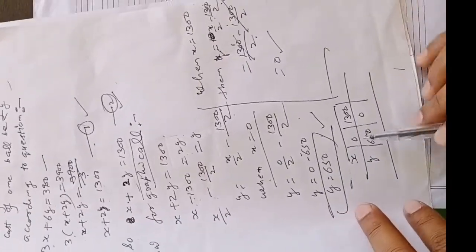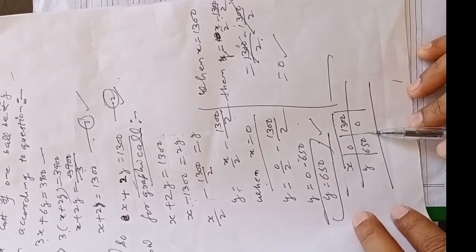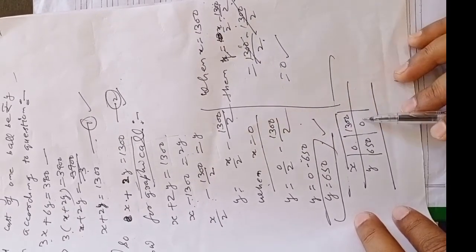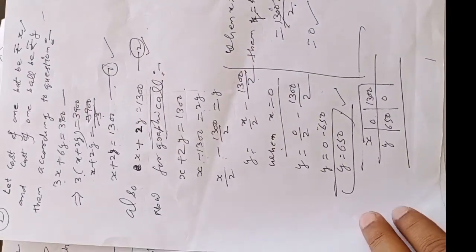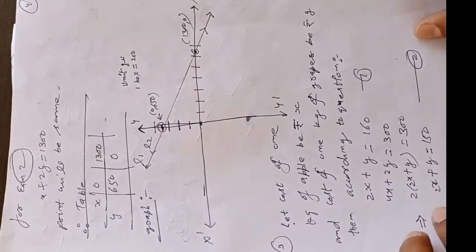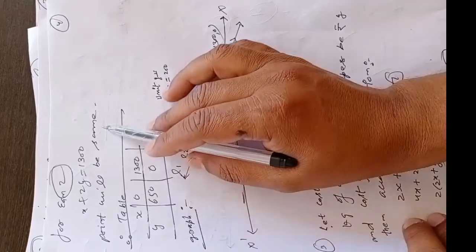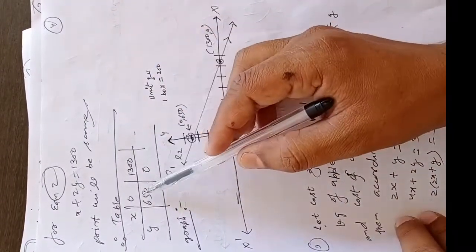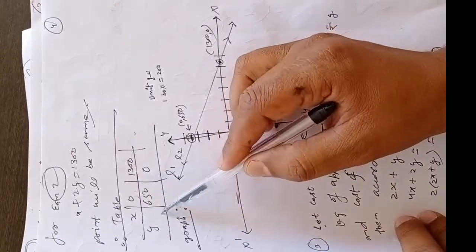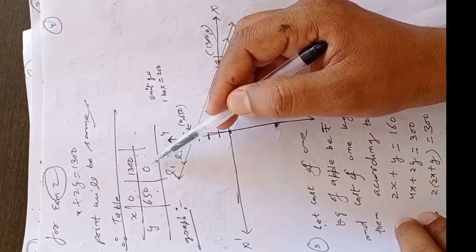So its table will be: when x is 0, y is 650, and when x is 1300, y is 0. Now equation number 2 is the same, so x plus 2y is equal to 1300. So the points will be the same also, because we can use the same table for this equation. When x is equal to 0, then y is equal to 650. When x is equal to 1300, then y is equal to 0.